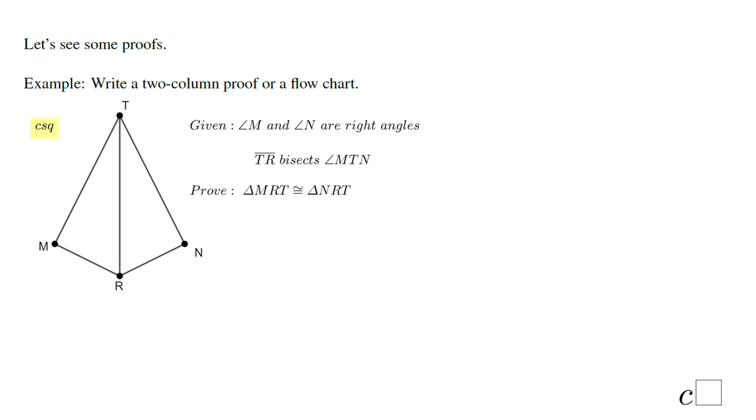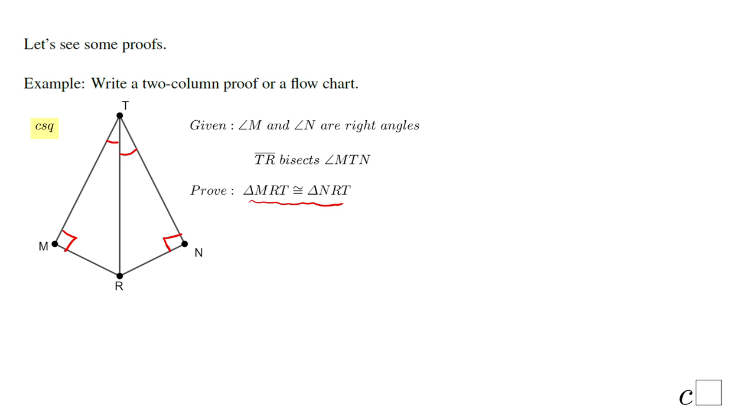One is given: angle M and angle N are right angles. So I'm going to mark them here. Sometimes they are marked for you, sometimes they are not. But now I can mark them. So we talk about 2 right triangles, right? These 2 triangles we have to prove are congruent, they are right triangles. And TR bisects angle MTN. So that means these 2 angles are congruent, right?